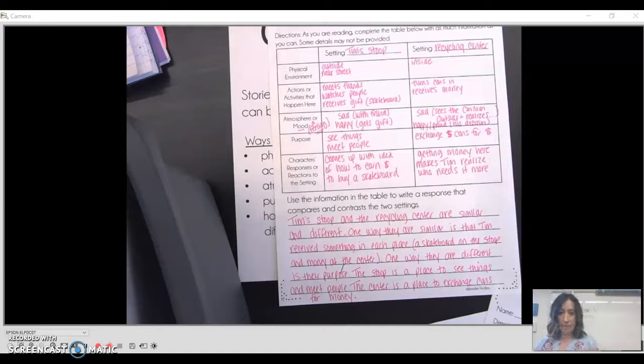contrasts your 2 settings. Don't forget, we're going to meet back later on to talk about how you did and share your findings. In the meantime, let me know if you have questions.